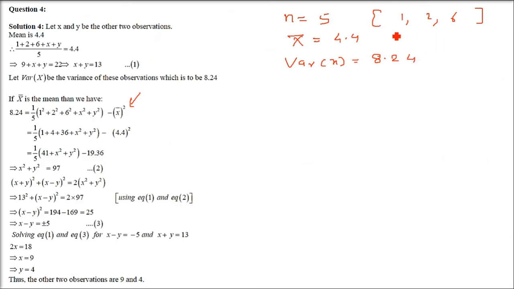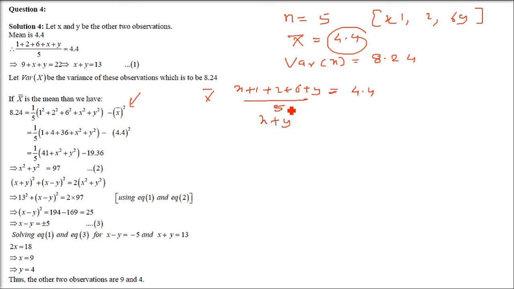Okay, now these numbers are given. Let us assume one is x and one is y. There are 5 numbers given, 2 of which are not known to us. So just add them: x plus 1 plus 2 plus 6 plus y, divided by 5, as 5 numbers are there. And this is the mean, and the mean is already given, 4.4. This is x bar. So what you are going to do: x plus y, 6, 7, 8, 9, so x plus y plus 9 equals 5 into 4.4. You just multiply this, 5 into 4.4, that is going to be 22. And now x plus y equals 22 minus 9, that is 13. This is your first equation.